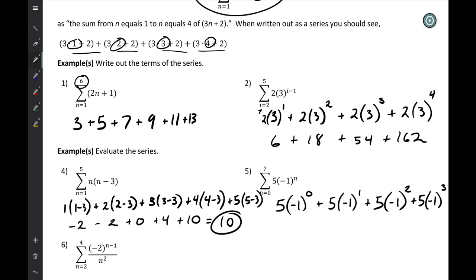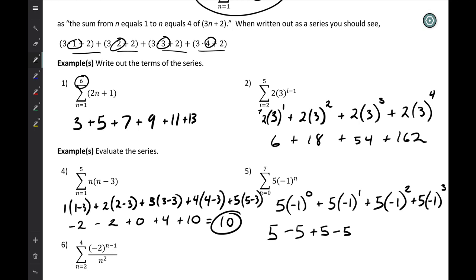Okay, each of these is going to give me a different value. Negative 1 to the 0 is just 1, so this first term is just 5. Negative 1 to the first is negative 1, so I got minus 5. And then I got 5 times negative 1 squared. Negative 1 squared is positive 1, so that's just plus 5. And then this next one, unsurprisingly, is going to be negative 5. So they're going to alternate.